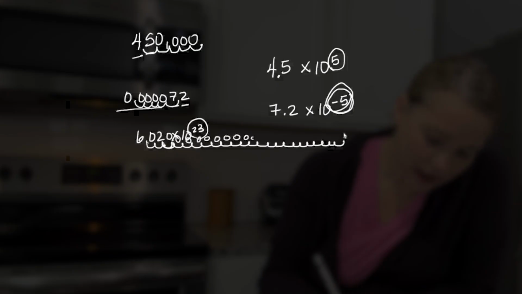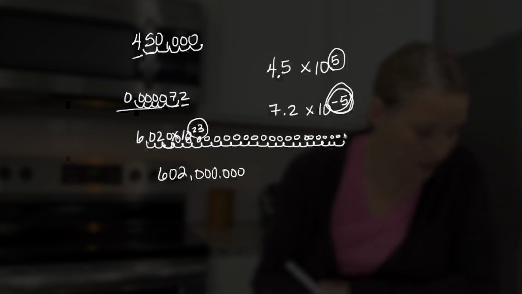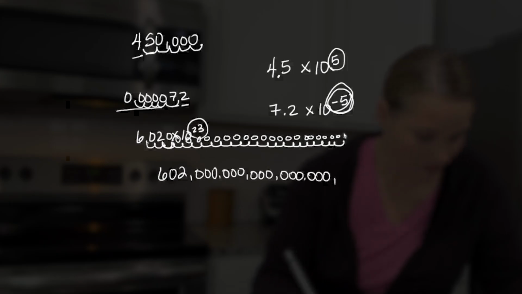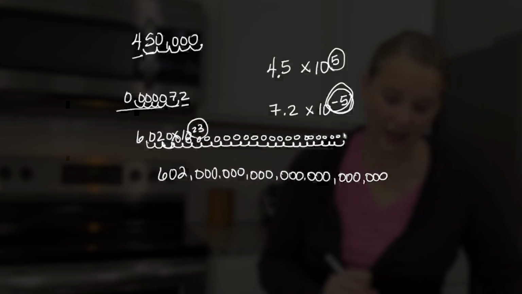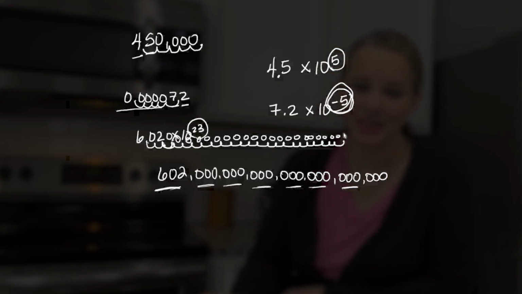And I'm writing over my other writing, which is not ideal. So we actually end up with a big number. A huge number. That number. So I guess it would be 602 sextillion.